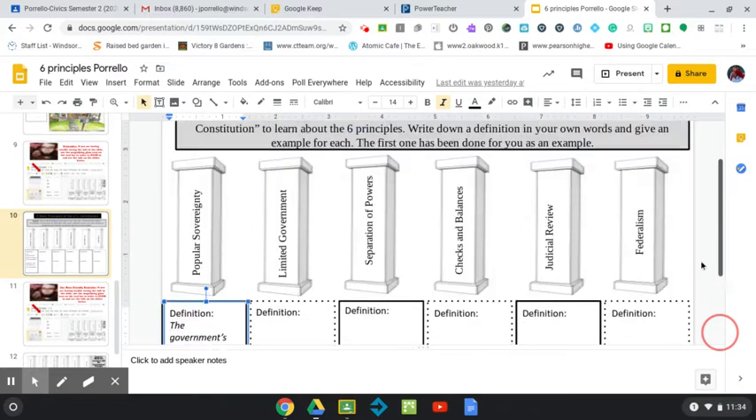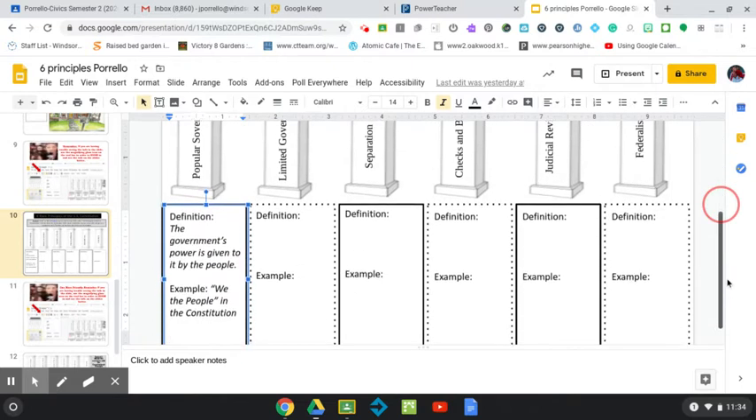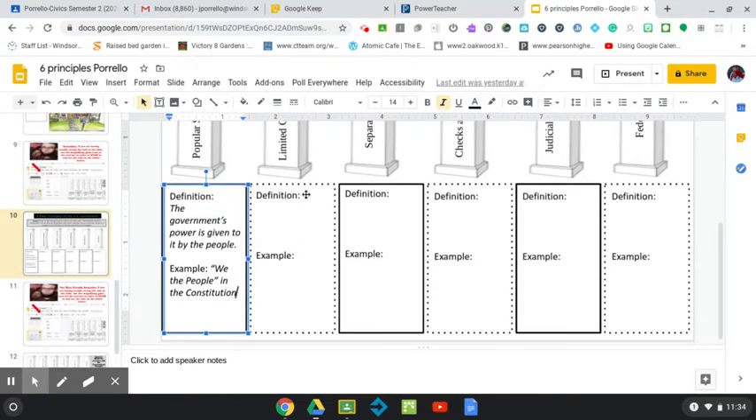So you would do that for each of the other 5 principles of the US Constitution using the video. Personally, I think the best way to do it is you click on the link, you push play on the video, and then you just sort of listen to it and have this page open and you write in the definition as the video goes. Pause it along the way as you need to.